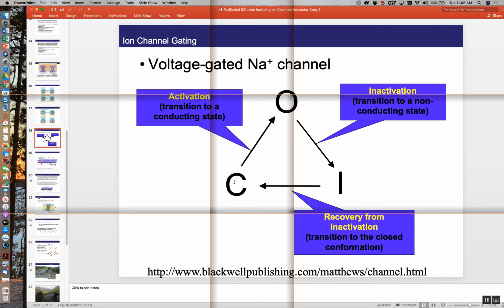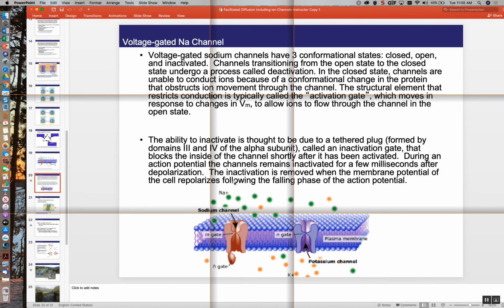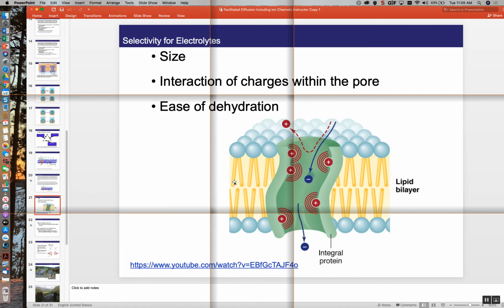All right, so let's talk about selectivity now. We actually talked about conductance, gating, and now selectivity. What determines selectivity? There's a few things. Size. The larger the molecule, the harder it is to get into ion channels that only allow for small electrolytes to go through. So size can prevent certain molecules from entering into the pore.